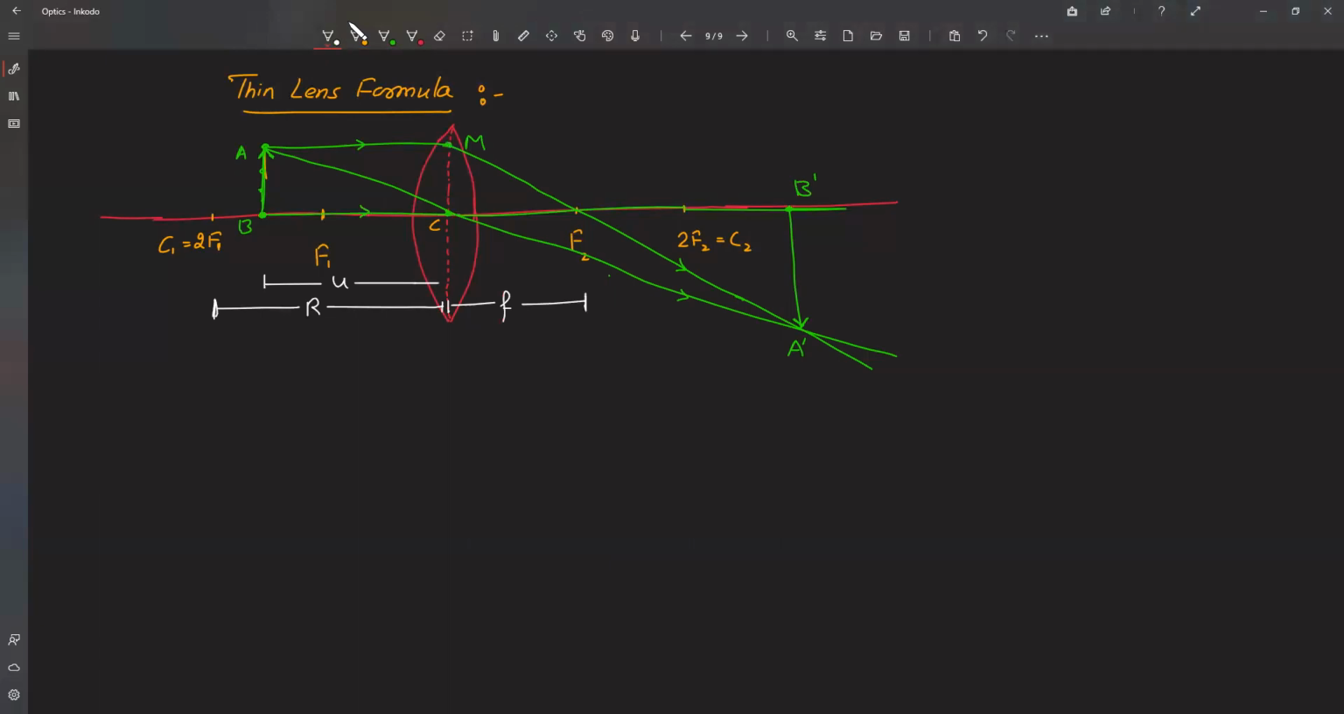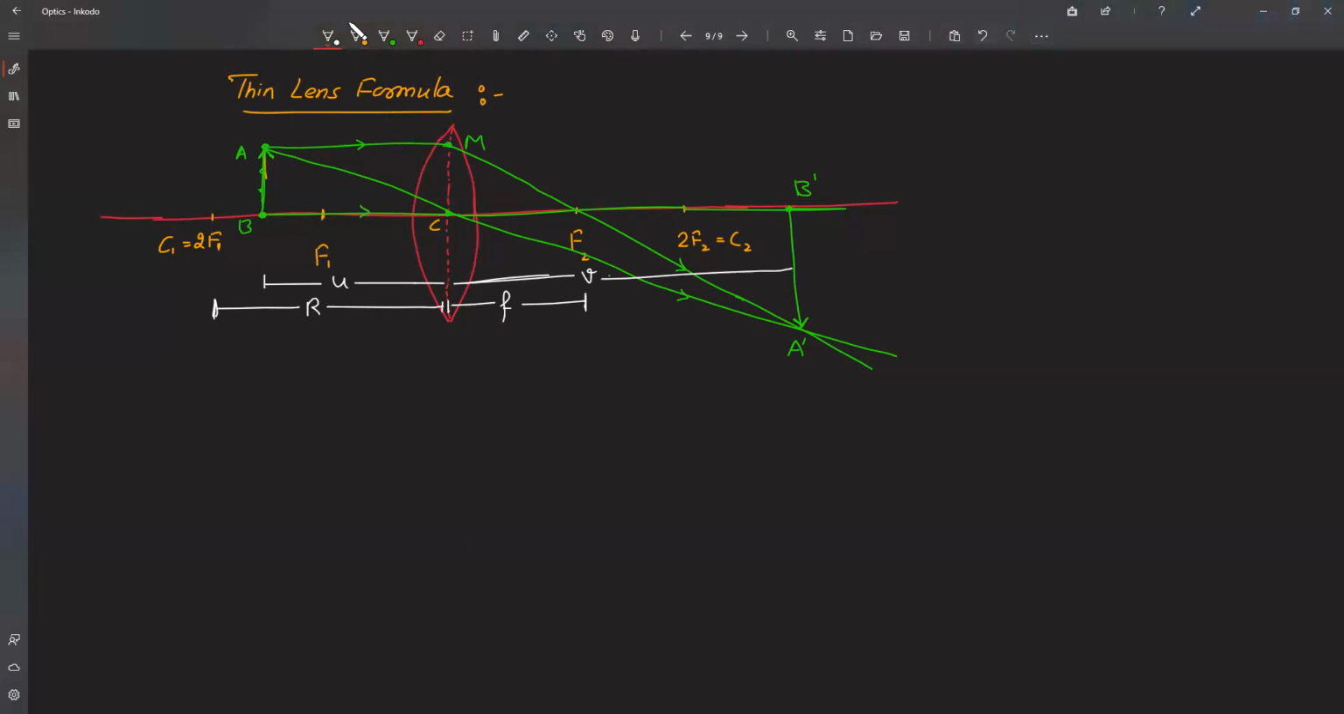u. And what else? You have v. This distance is nothing but v. So u and v, these are all the distances. So we have all the points and the distances.